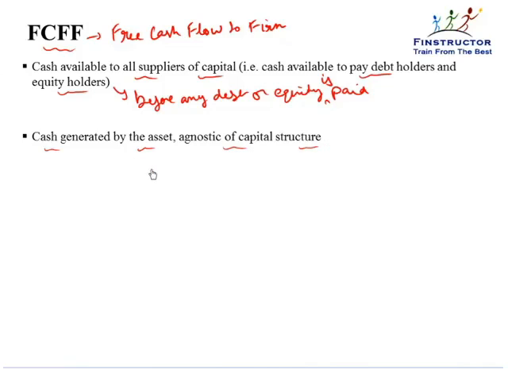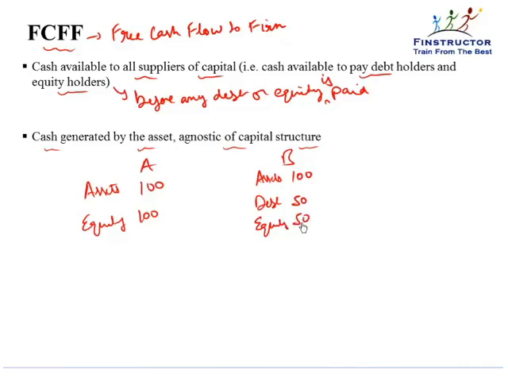Let's understand an example. So let's say there are two companies, company A and company B, in the same business. Both required $100 of assets to start the business. Company A chose to fund the business entirely through equity, whereas Company B took debt of $50 and put $50 of equity to start off the company. Both assets are the same, the industry is the same, the business practically is the same.